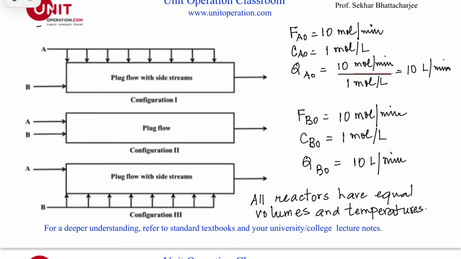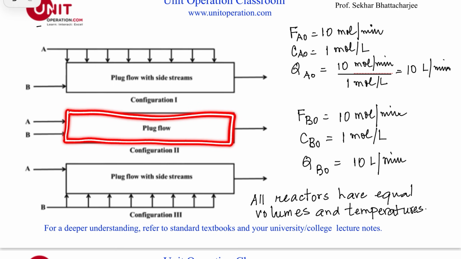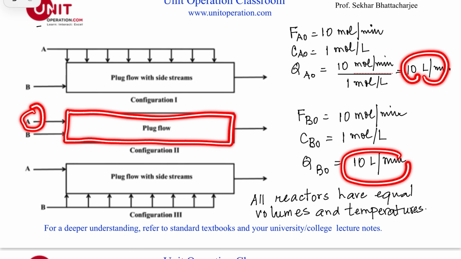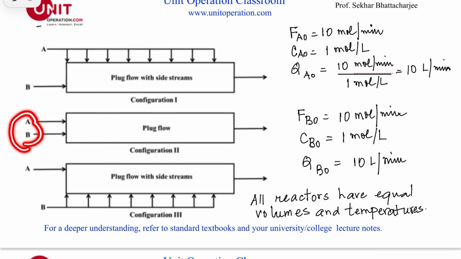And there are two products. One is the desired product and the other is the undesired product. We will see that. What is the second configuration? In the second configuration, both the entire 10 liters per minute of A and the 10 liters per minute of B enter right at the entrance of the plug flow reactor. And what is configuration 3?